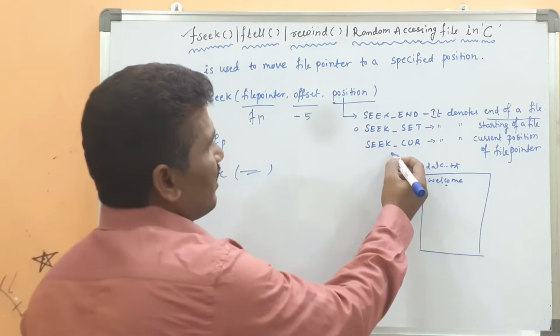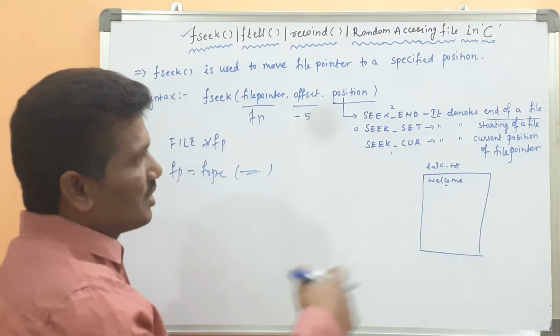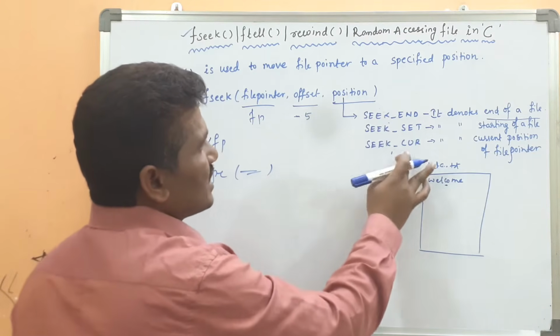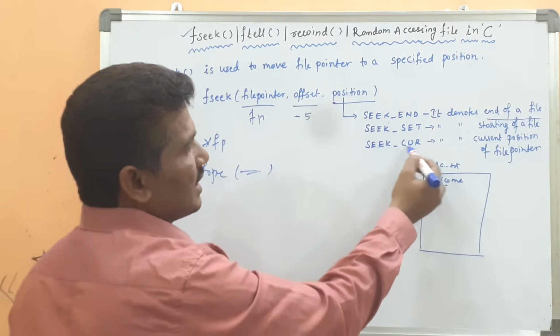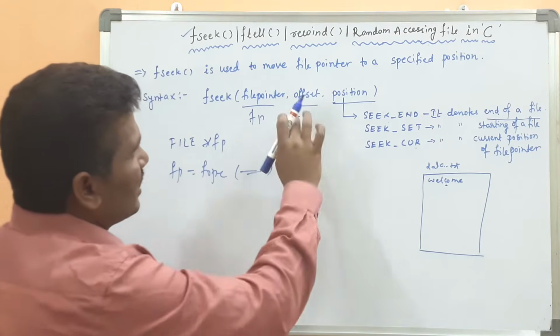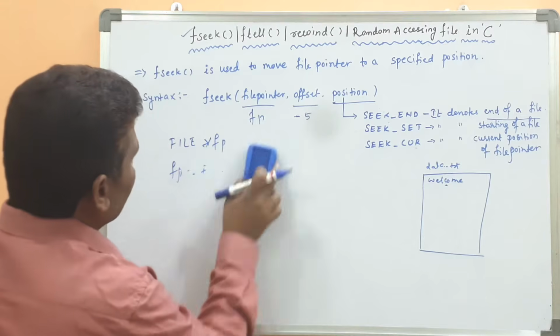It is represented as a 1. It is represented as a 2. Constants. Or else if you want to use the 0, 1, 2, or else we can use it as 3 constants: SEEK_SET or SEEK_CUR or SEEK_END. Okay, for example, I will give you one example.